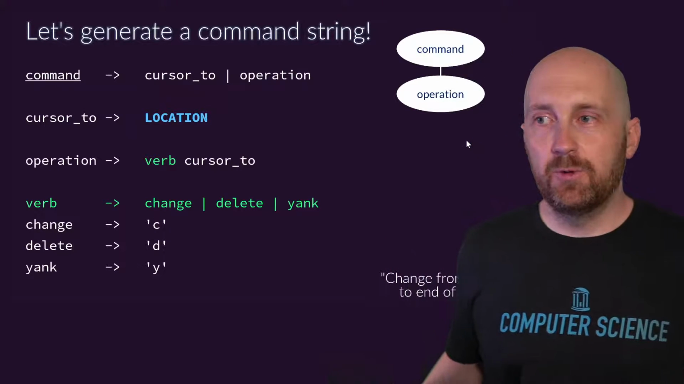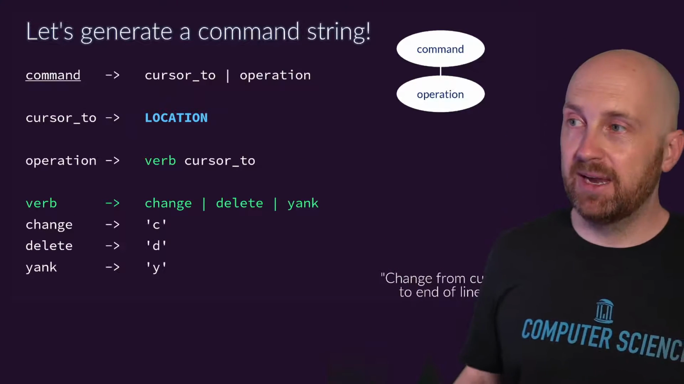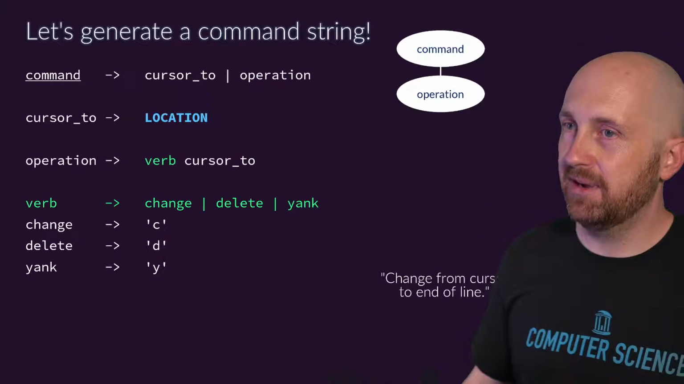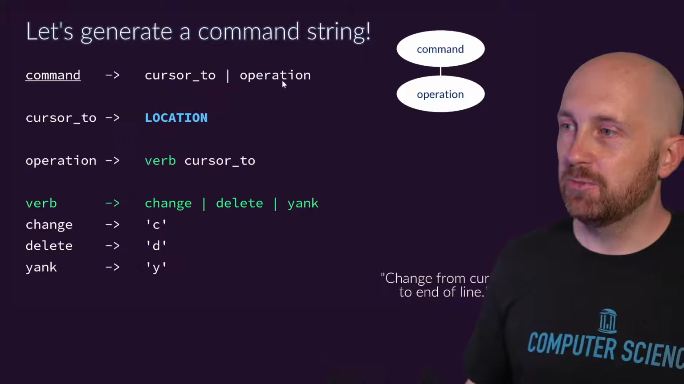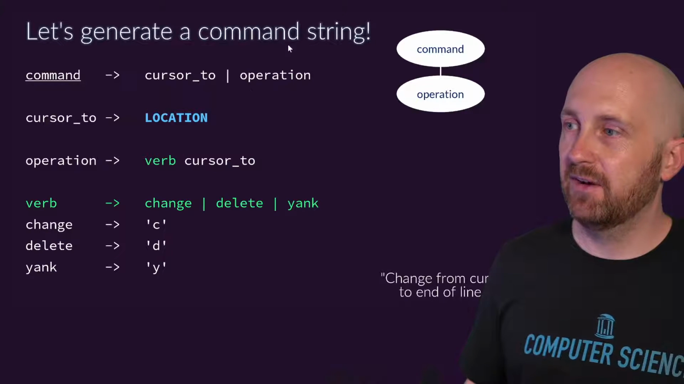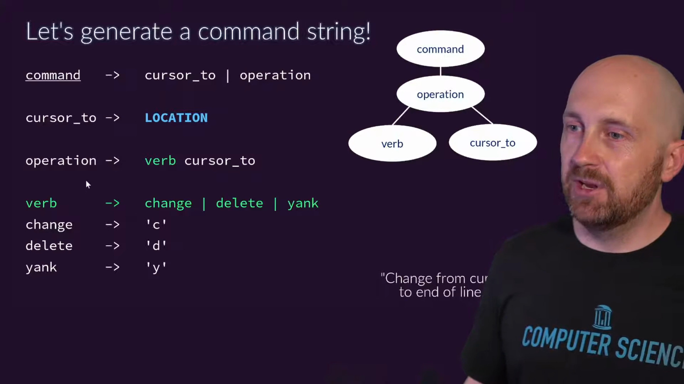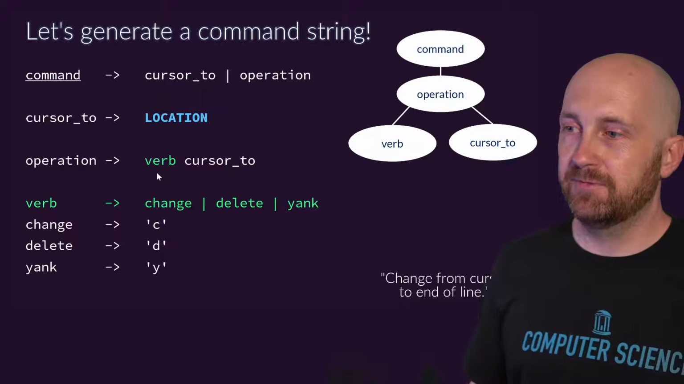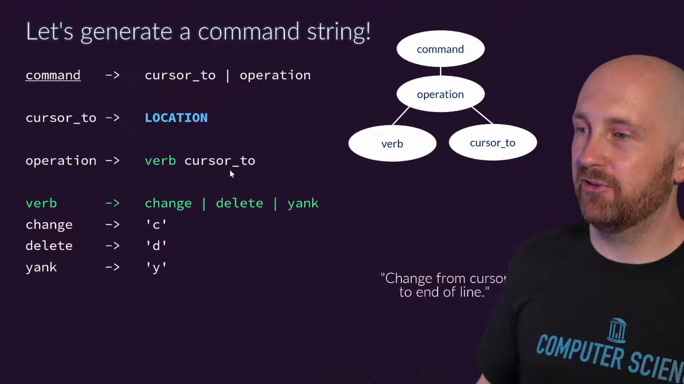So if we wanted to use the same technique for generating a command string from this grammar, we can start with our start symbol, which is a command, and we're going to form an operation. We're choosing this variant of the OR. And we know that an operation, its production rule says it's a verb and a cursor to. The verb comes first, and then it's followed by a cursor to.